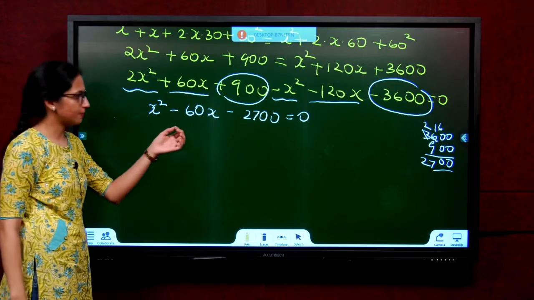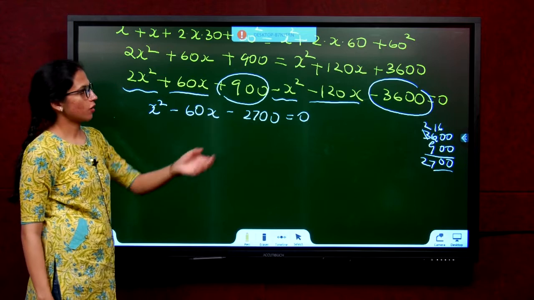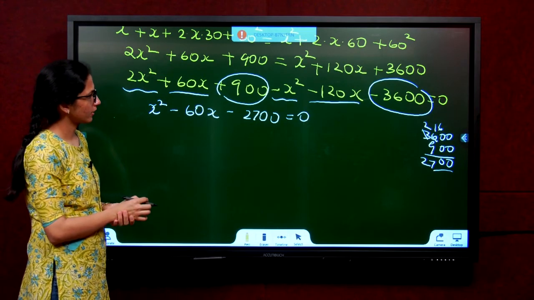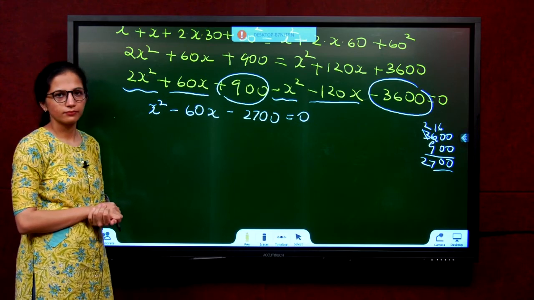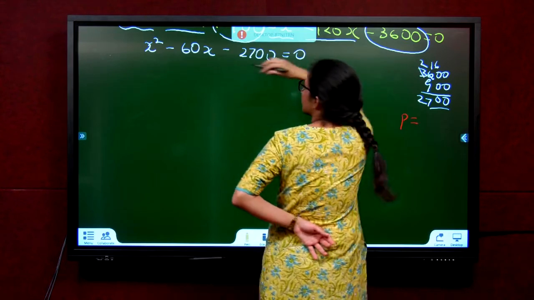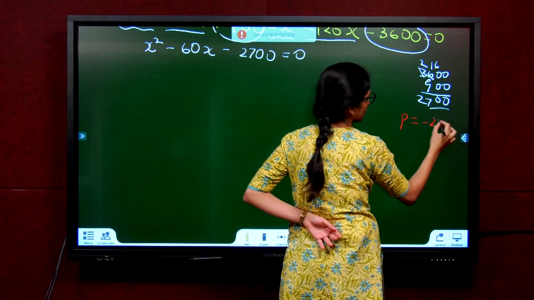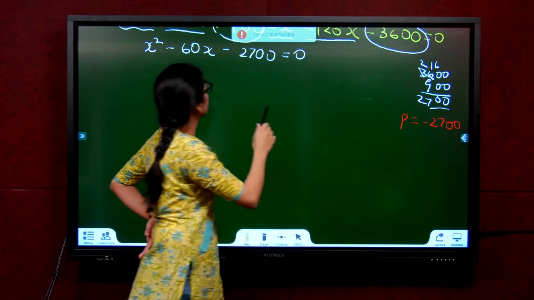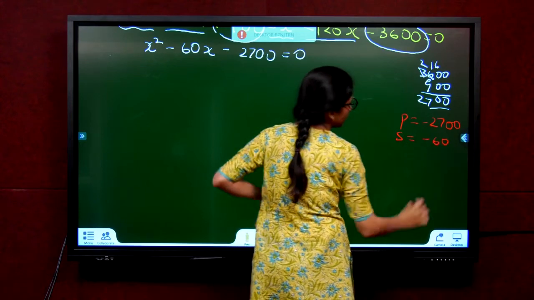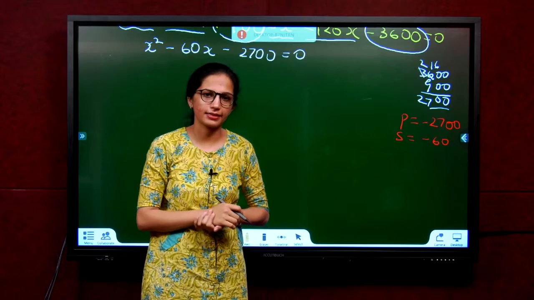You can either go for the splitting technique or the quadratic formula technique. Both of them are correct. We'll try factorization. You can go for the formula also. The product is 1 into −2700, which is −2700. The sum is the middle term, −60. Don't worry about the zeros.